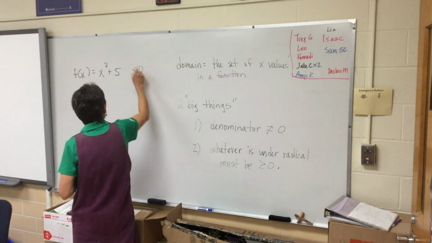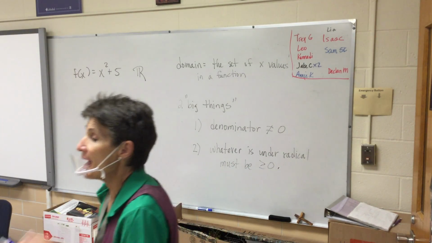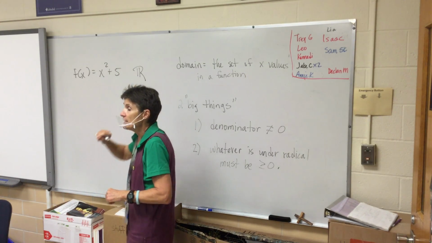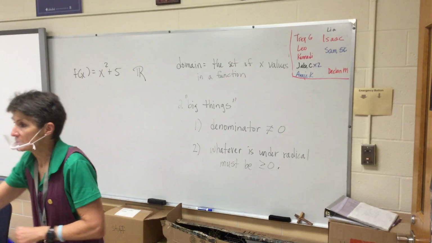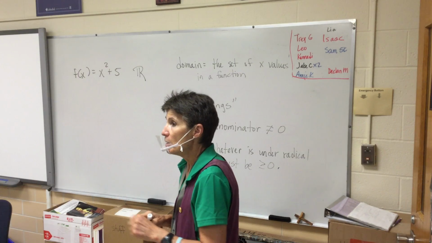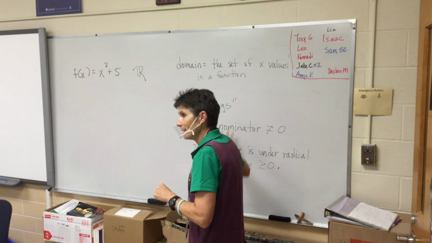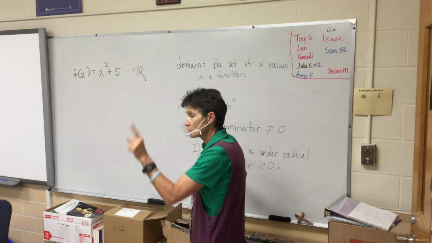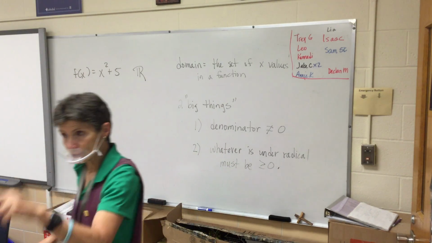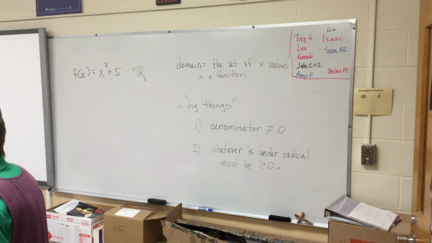The domain is all real numbers. There's no problem, no limitations. X can be anything. This is the symbol for all real numbers. If you want to write all real numbers, that's fine. You can use the symbol, or you can just write all real numbers. Why is the domain all real numbers? Because there isn't a problem. These are the problems. There's no fraction, there's no radical. If you don't have a fraction and you don't have a radical, then you don't have an issue. And the domain is everything.